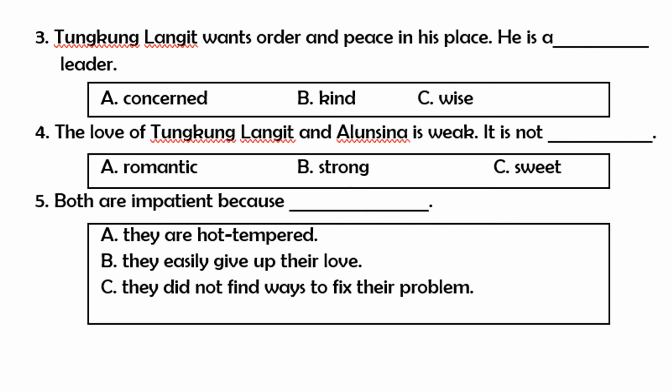Number 4. The love of Tungkung Langit and Alunsina is weak. It is not blank. A. Romantic. B. Strong. C. Sweet. Number 5. Both are impatient because A. They are hot-tempered. B. They easily give up their love. C. They did not find ways to fix their problem.